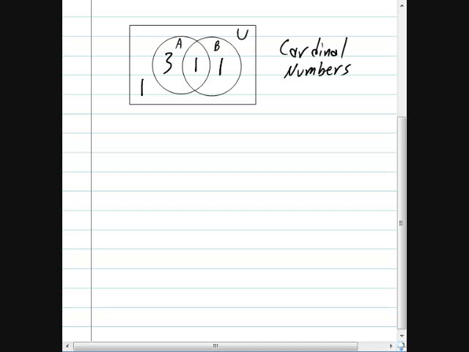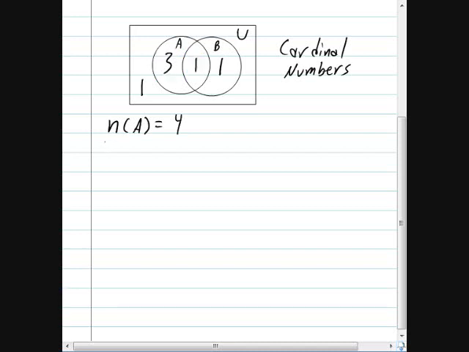From this information, we can answer a variety of questions. For example, what's the number of elements in the set A? Here the answer is 4. We get 4 elements because we are adding up everything in A, which includes the 3 and the 1.